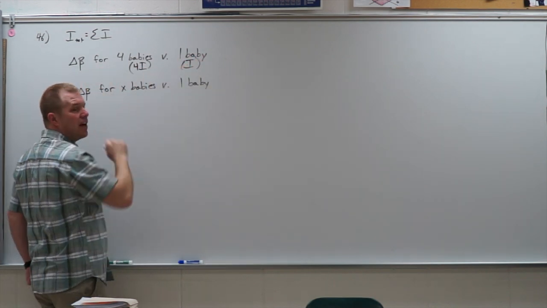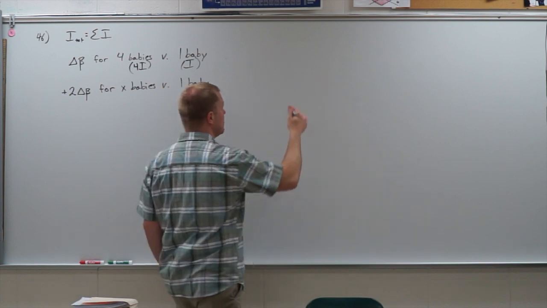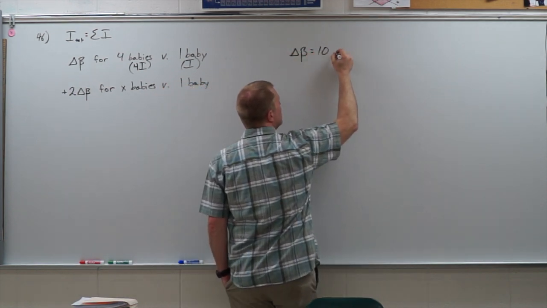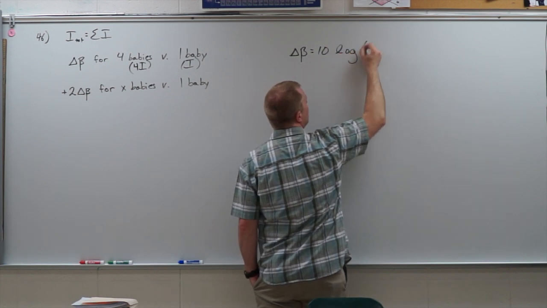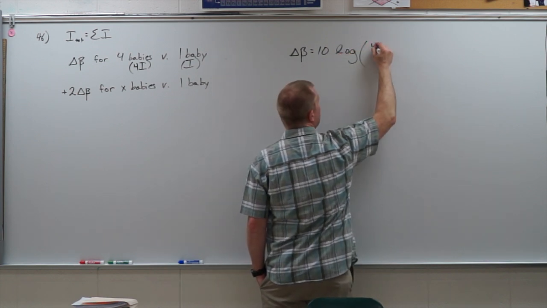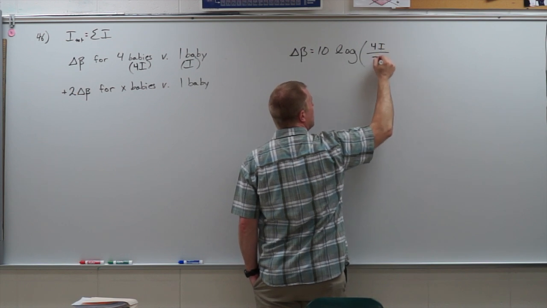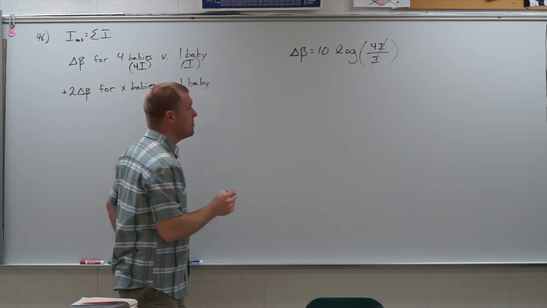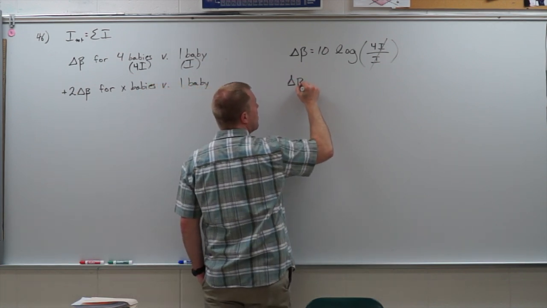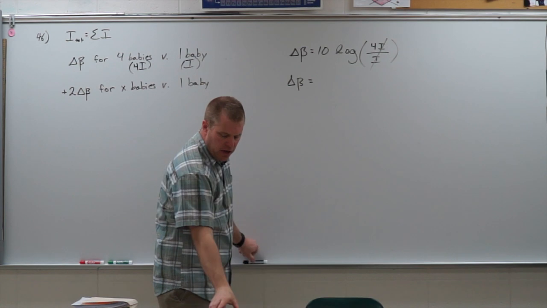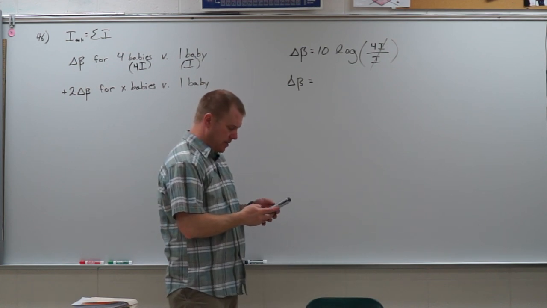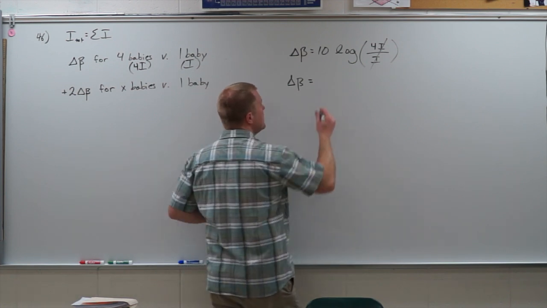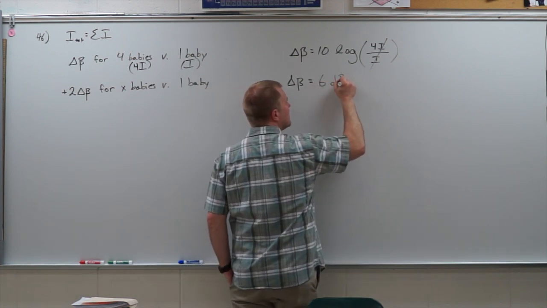So again, we're looking for delta beta. How much increase in the decibel level do we have? Delta beta is equal to 10 times the log of I2, which would be my 4 babies, divided by my 1 baby. And so my I's cancel out. We're going to solve for delta beta. All we need to do here is plug that into our calculators: 10 times the log of 4. And I get 6. So this increases it by 6 decibels.